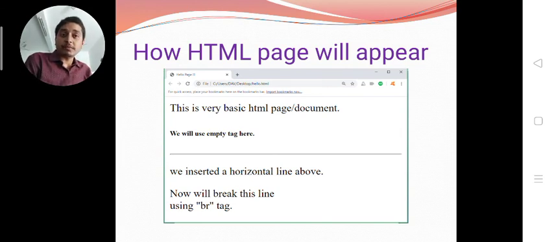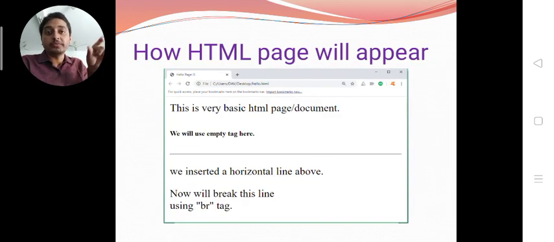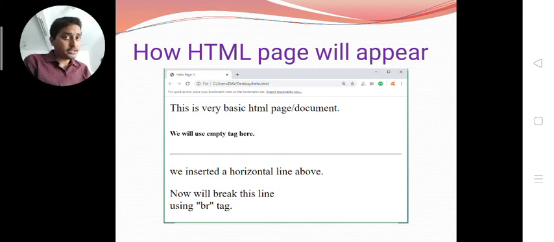This is a very basic HTML page or document. Earlier it was basic, and now we have added some more information here. We used an empty tag here, and after this line a horizontal line is there. Now we will break this line. After this line we have written a BR tag, which is an empty tag used to break the line. So the line changed, and using the BR tag the text is on a new line. So this is the use of an empty tag and the use of a container tag. Both we have seen.